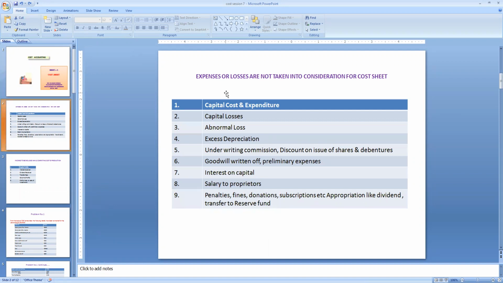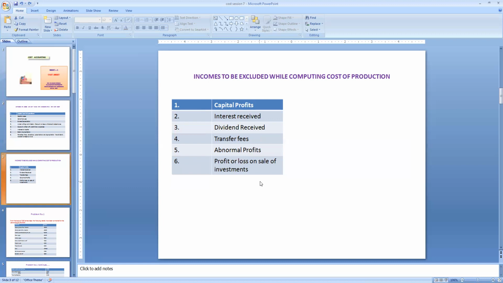One is capital cost and expenditure, another one capital losses, abnormal loss, excess depreciation, underwriting commission, discount on issue of shares, discount on issue of debentures, goodwill written off, preliminary expenses, interest on capital, salary to the proprietors, penalties, fines, donations, subscriptions, dividends, and transfer to reserve fund. These are all the expenses or losses which, during the time of preparing the cost sheet, even if they are given in a question, should not be considered.